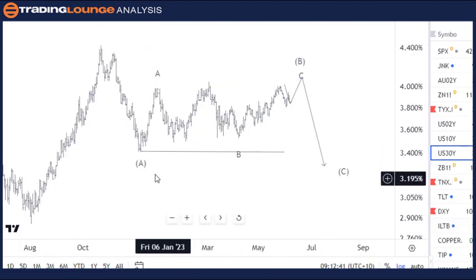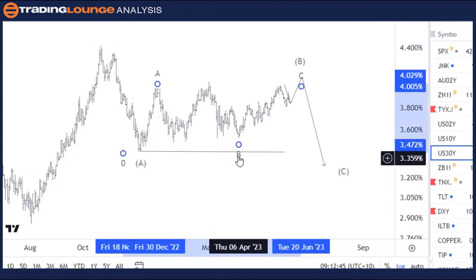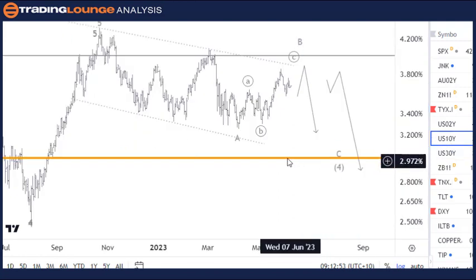I was looking at this as being the A wave here, with an A and ABC for the B wave here, and then the C wave up here with 5 waves moving up. So from the 30 years, we'll go to the 10-year yields, and it's a bit easier to count the 5 waves up here in terms of 1, 2, 3, 4, and 5 going up.